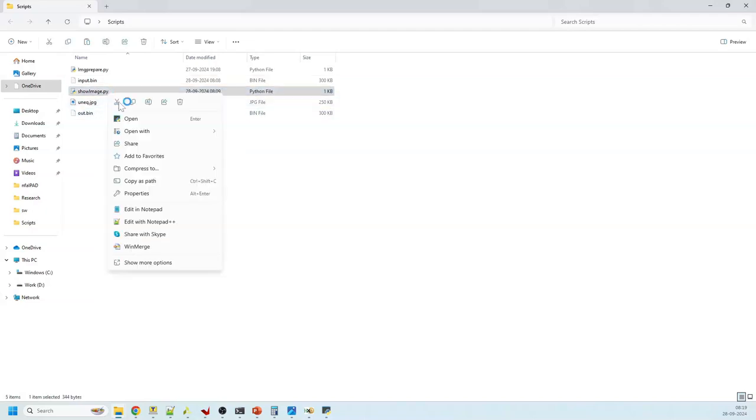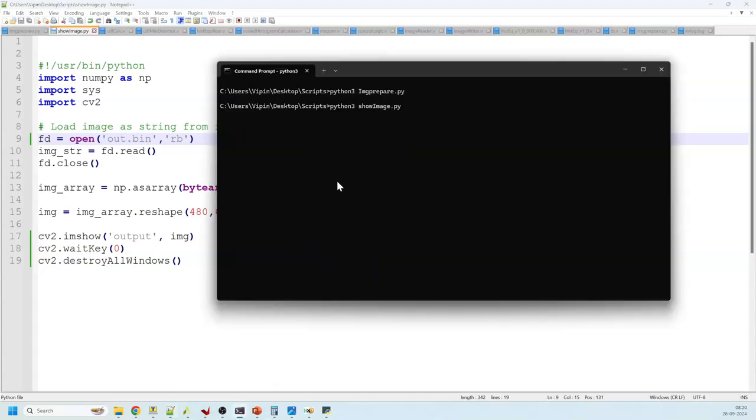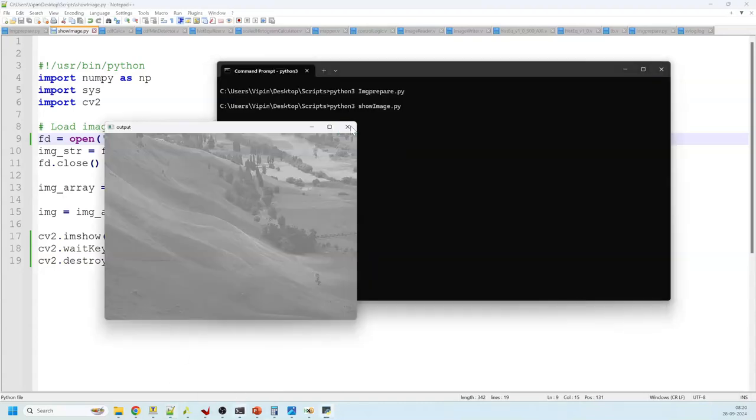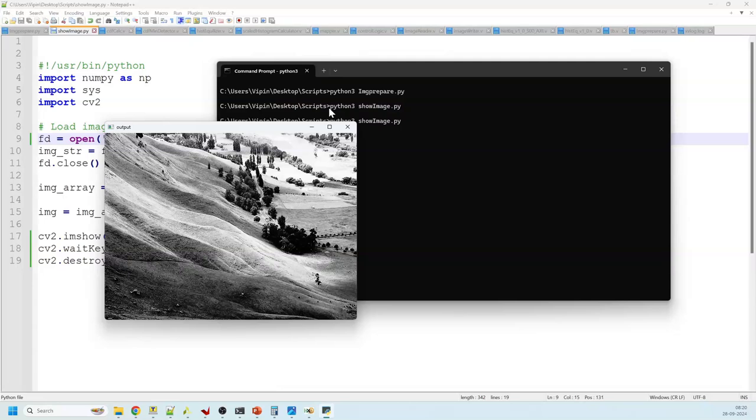So in the test bench here, I've changed the file name to out.bin. Here is our expected output. Okay, so functionally the IP is working fine.